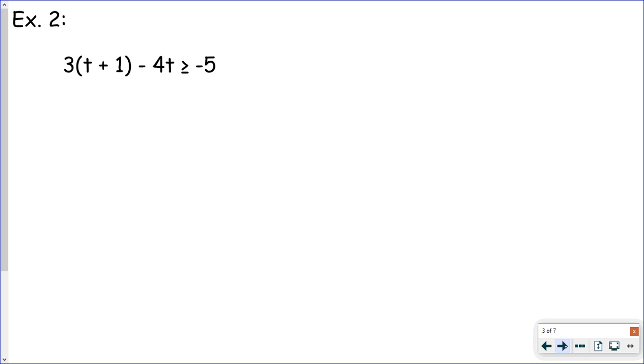All right, so let's look at another one. So let's distribute first and then combine like terms. And then let's decide if the variable is being multiplied or divided by a negative. Okay, so let's get this to a two-step equation, and then we'll decide whether or not this is one we need to flip. So the first step I'm going to do is distribute here. So 3 times t is 3t, plus 3 times 1 is 3. So that gets me to here.